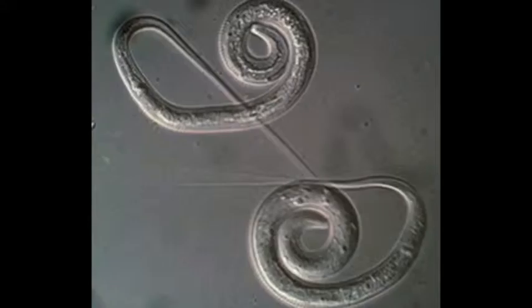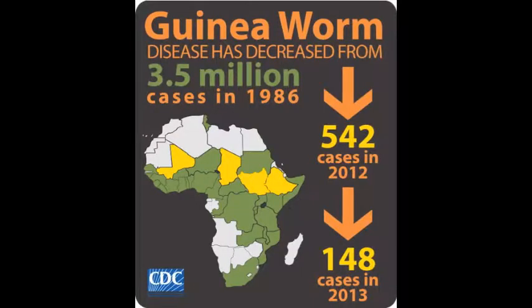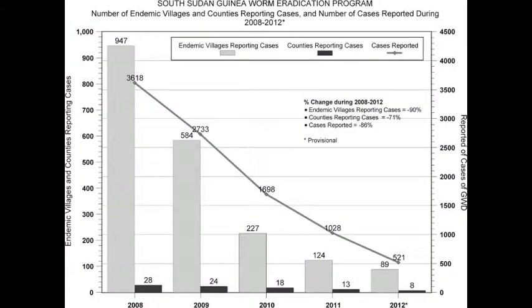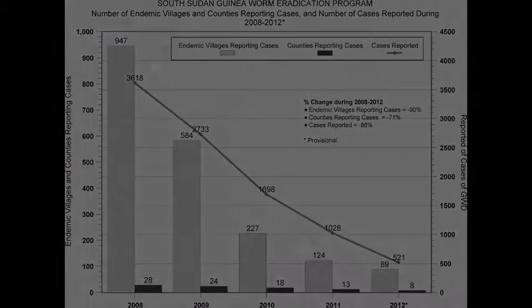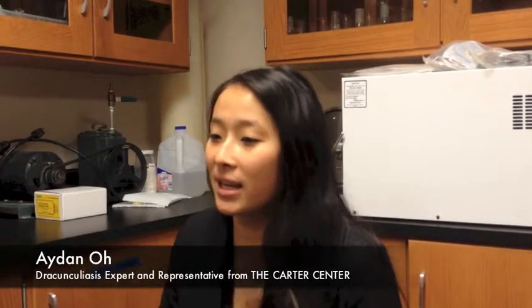Dracunculiasis, the guinea worm disease, is an infection caused by the largest of the tissue nematode parasites that affects humans. Because researchers know how to eradicate this disease, and it has already been eradicated in many countries, dracunculiasis is categorized as a neglected tropical disease. So basically, what is the guinea worm disease?